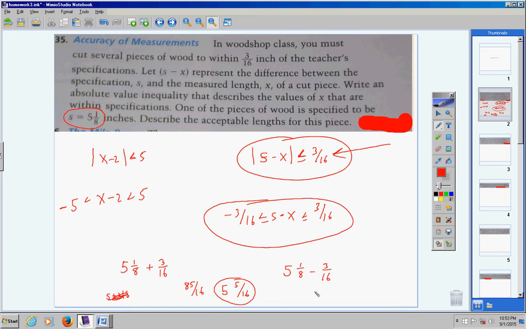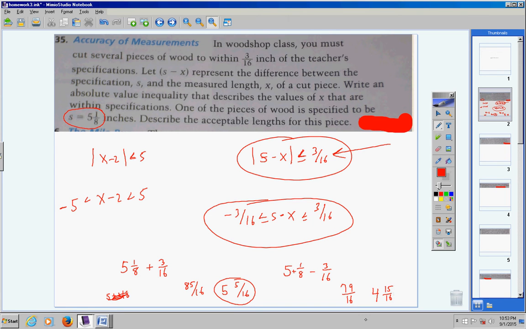Now let's use your calculator on this one. Take 5 plus 1/8. So 5 plus 1 divided by 8, enter. Then hit minus 3/16. So minus 3 divided by 16, enter. You'll get 4.9375. Hit math, enter, enter, and you'll get this for your answer: 79/16. Now, if you want to write it in mixed numbers, 16 goes into 79 4 times, and you'll have 15 left over.